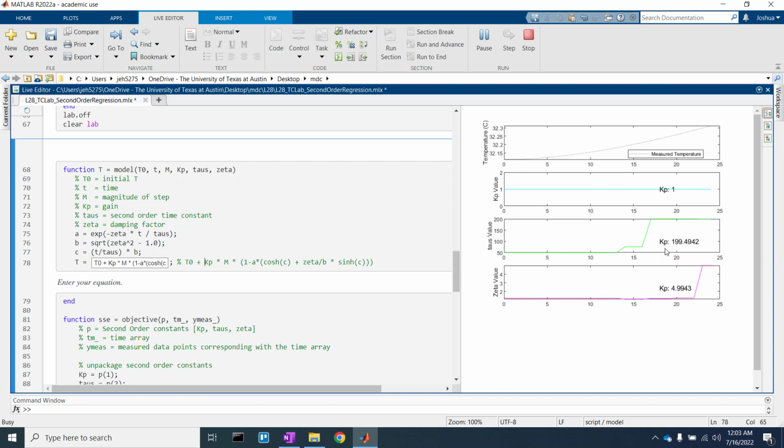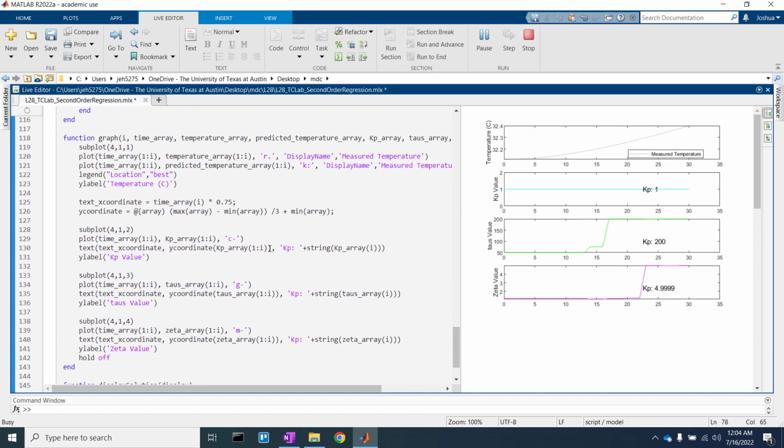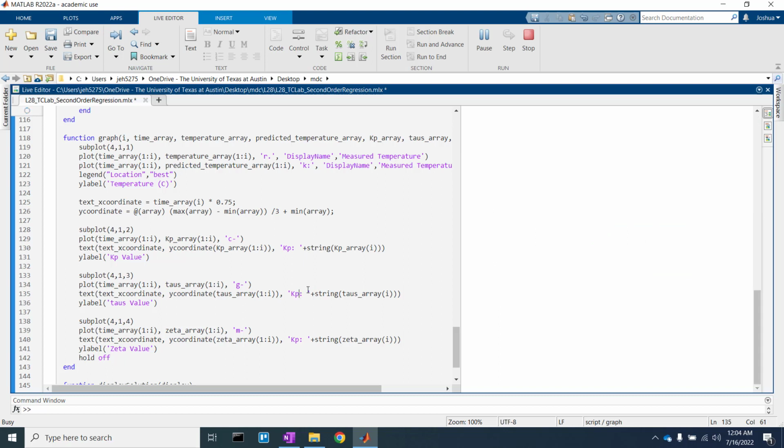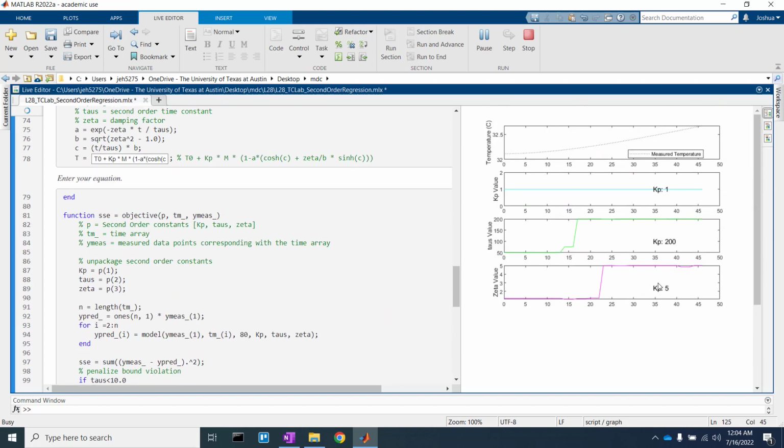That's too bad. I see in our graphing equations we have Kp and Kp here. So while that's going, I'm going to change our graph. This right here is our Kp array. This should be a tau s. And this should be a zeta. So let's just keep in mind those aren't what they think they are.